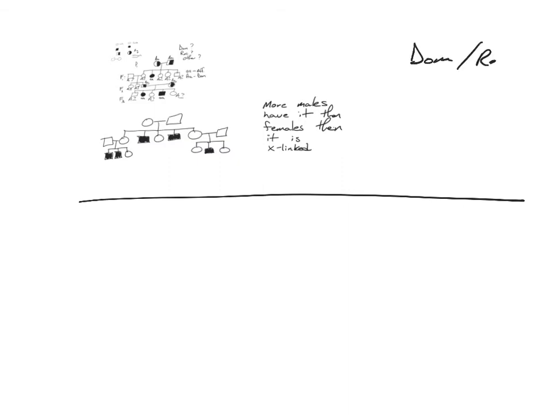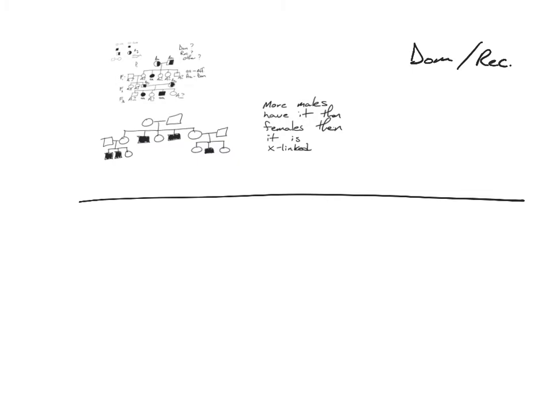All right, so that seems pretty straightforward, but there's some other weird stuff that goes on. And some of the weird stuff that you should have read about is some of the more complicated inheritance patterns like incomplete dominance. So all this up here in the pedigrees, you're either dealing with dominant or recessive.